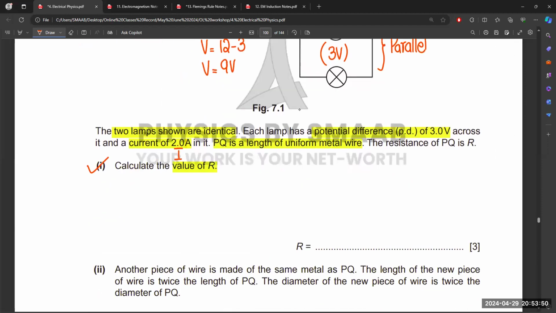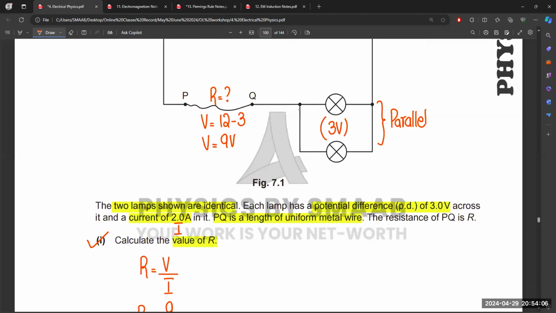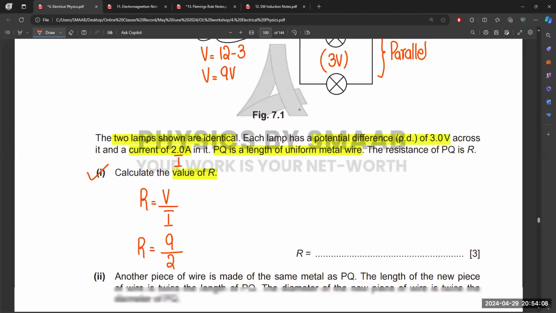So resistance is equal to V over I. The current remains the same because the wire is in series combination.